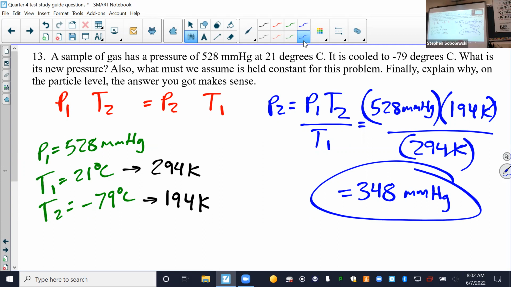And finally, explain why on the particle level the answer you got makes sense. In other words, why, when we cool a gas from 21 to negative 79, does it go from this pressure, 528, to this pressure, 348? Why does it drop? Well, remember, temperature is all about speed, and pressure is all about collisions with the walls of the container. So we cooled our gas down, so we slowed it down, which means you're going to have fewer and less powerful collisions with the inside walls. So that's why it makes sense that our pressure dropped.